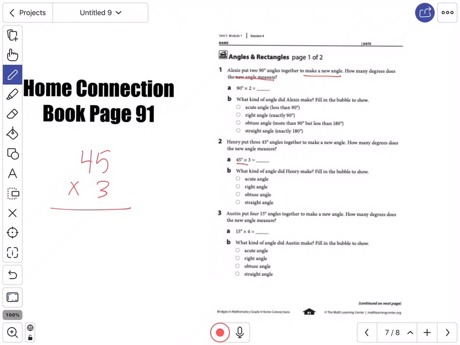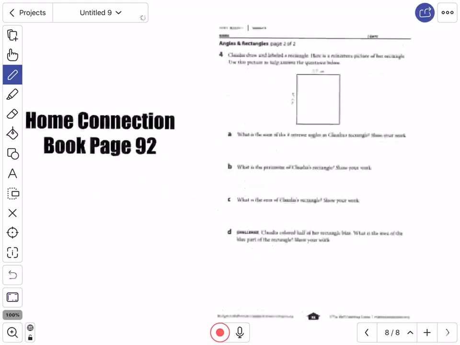And then you have to decide what kind of angle did Henry make. Fill in the bubble to show. Is it an acute angle? Is it a right angle? Is it an obtuse angle? Or is it a straight angle? Okay? And then number 3, Austin put 4 15-degree angles together to make a new angle. How many degrees does that make? So 15 times 4. Now I'm thinking back to an activity that we did the other day that had to do with clocks. I'm just going to refresh your memory on that real quick and you think about a clock, okay? And then I want you to tell me what kind of angle did Austin make, fill in the bubble.